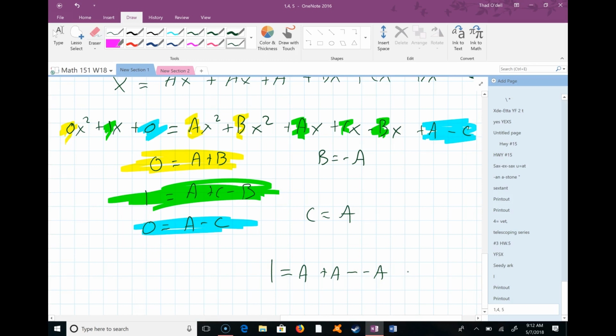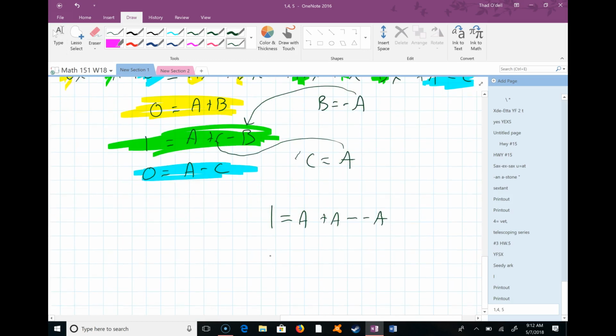So in other words, I'm taking this and subbing a in for there, and subbing a negative a in for there. And so what I end up getting is that 1 is equal to 3a, don't I? Which means 1/3 is equal to a. And we just said that c is equal to a, so that means that c is equal to 1/3. And we also said that b is equal to opposite a, so that means b is equal to negative 1/3.